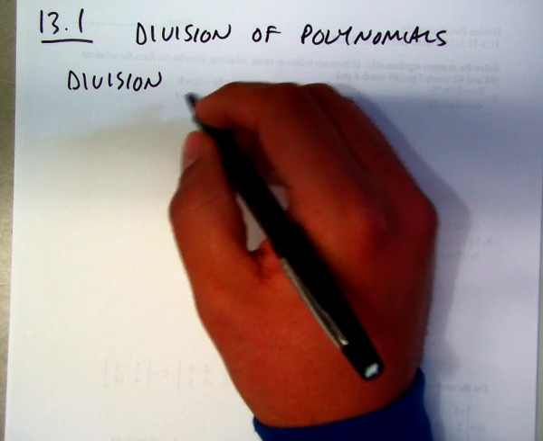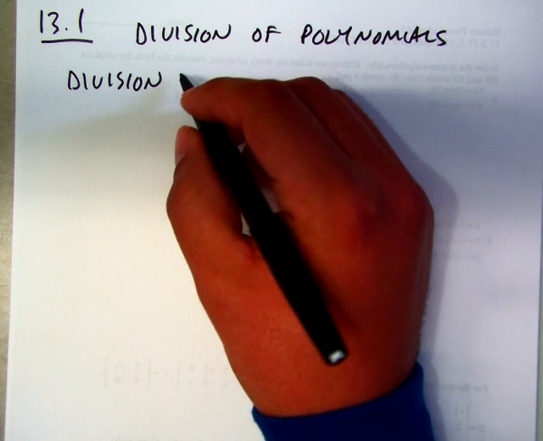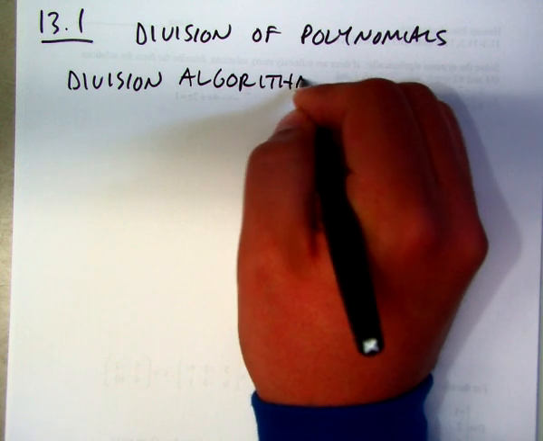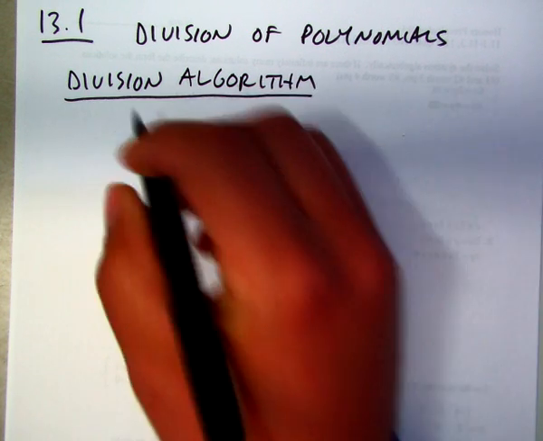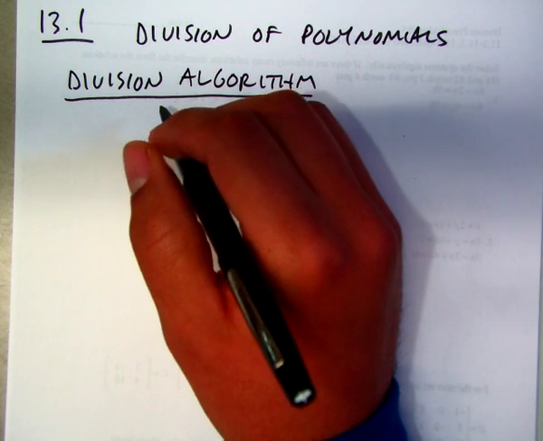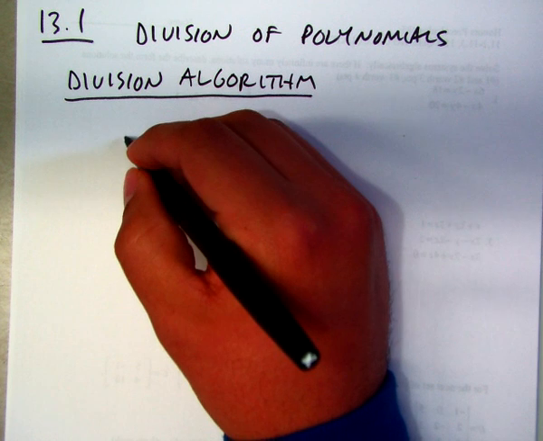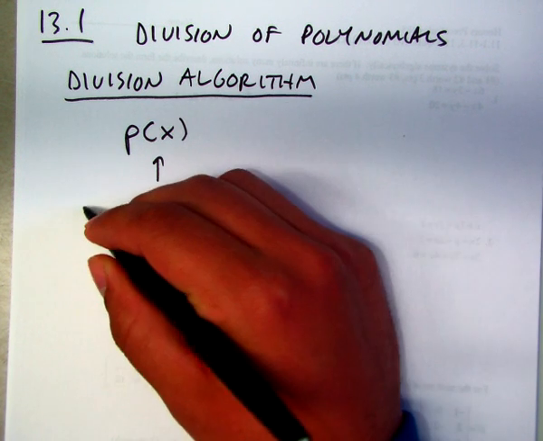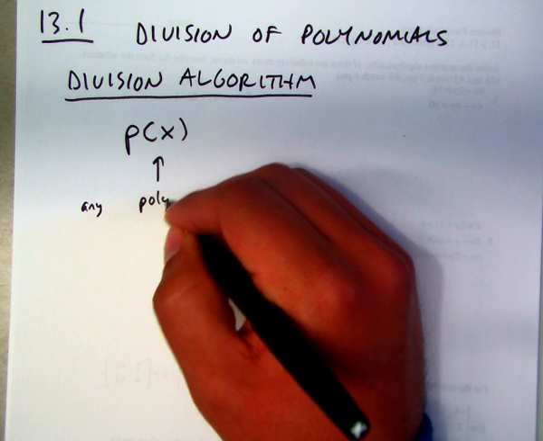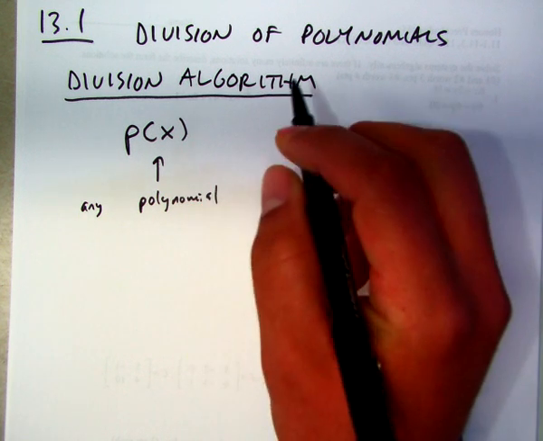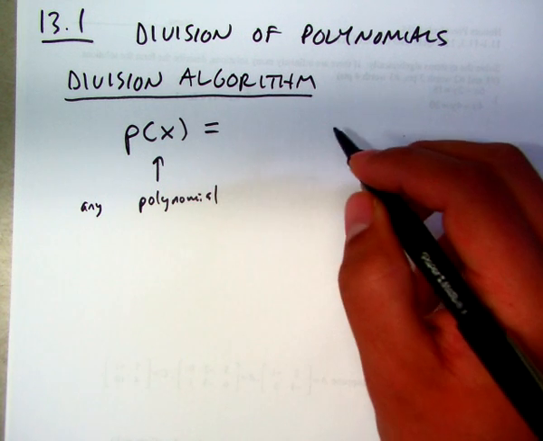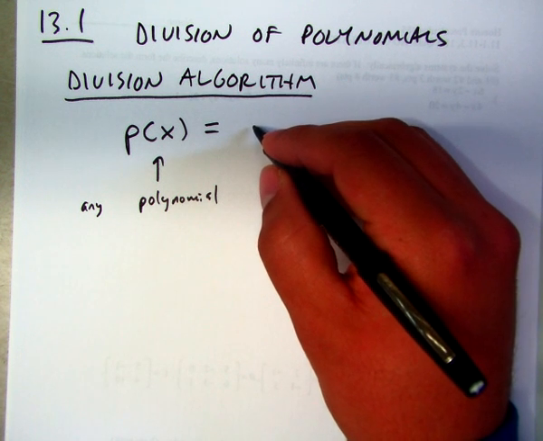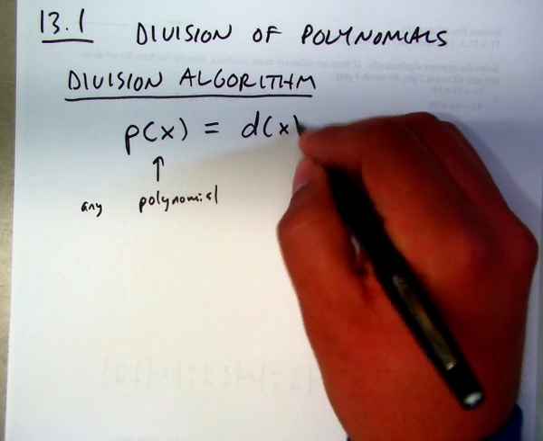Division of polynomials. We have the division algorithm, which says that any polynomial, when you're dividing it by something, can always be written as the divisor. So this is what you're dividing by.